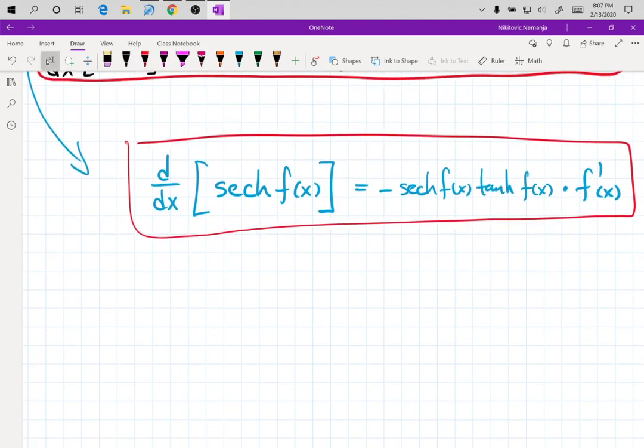Let's take a look at hopefully a problem from homework where you are supposed to take a derivative or two.